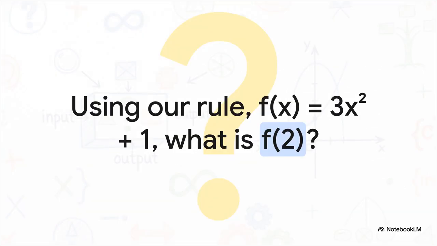So here's the question. Using our rule, f of x equals 3x squared plus 1, what is f of 2? See what they did there? They just replaced the x with a 2. That's the question's way of telling us, hey, your input is 2. Go figure out the output.